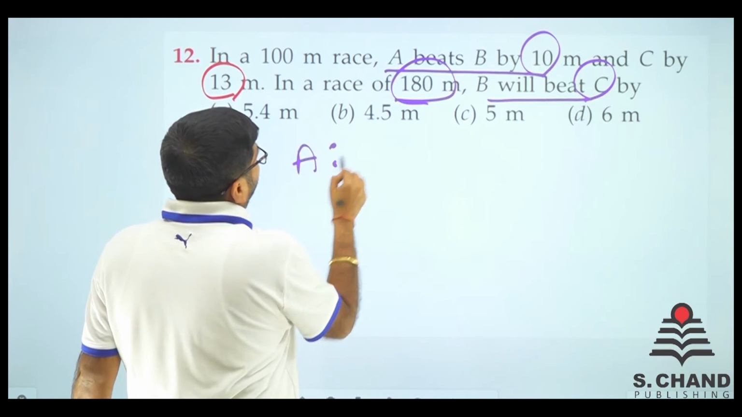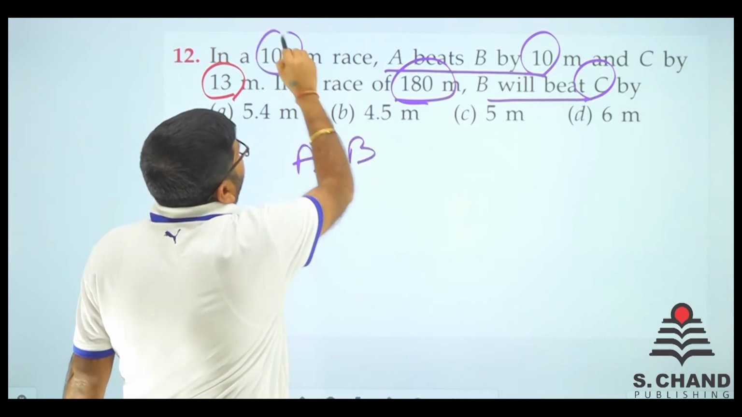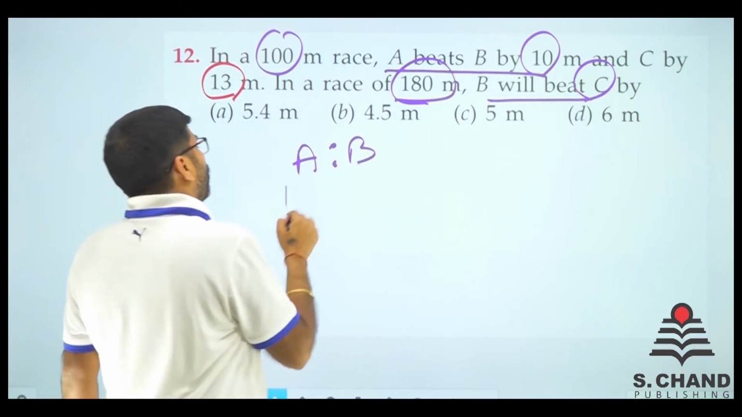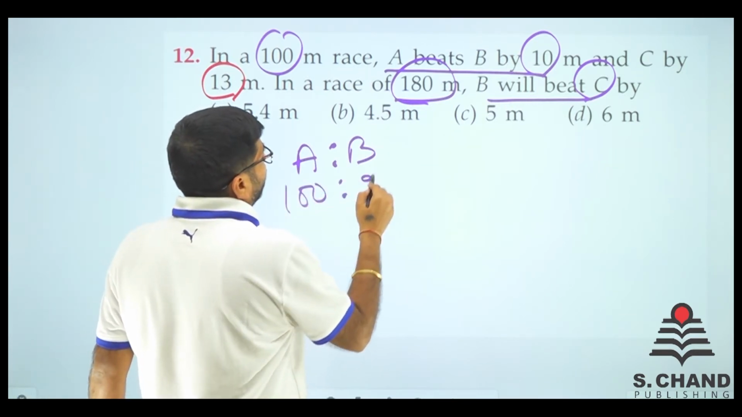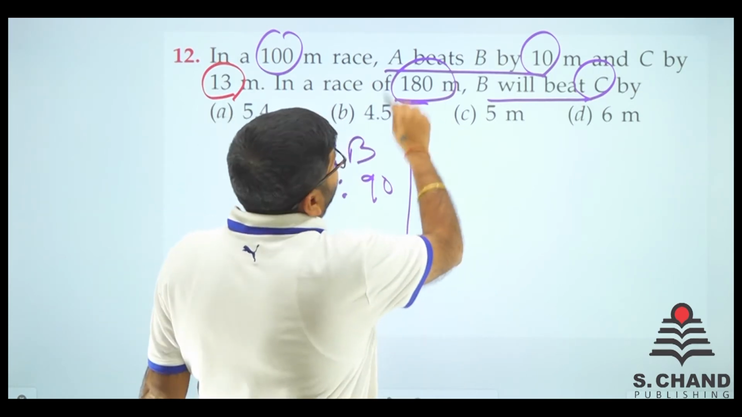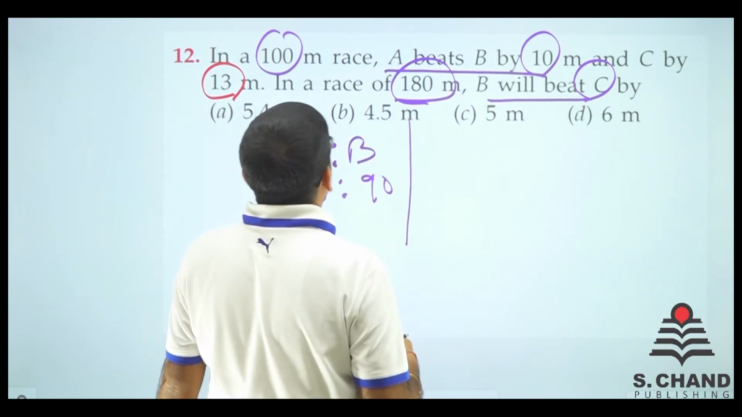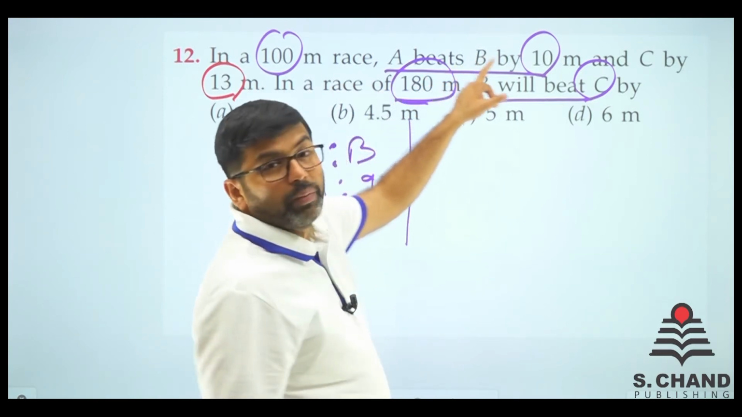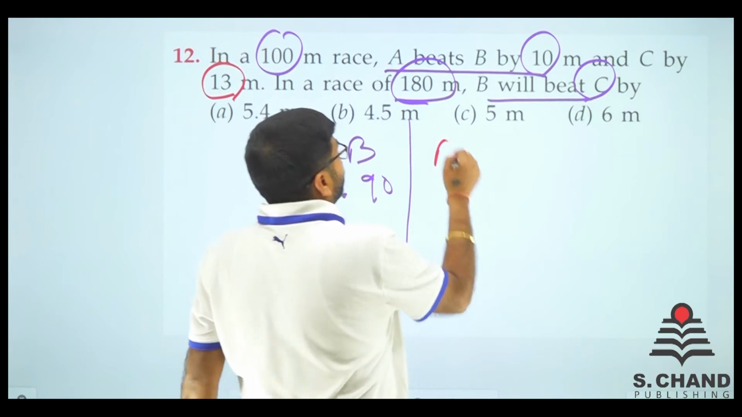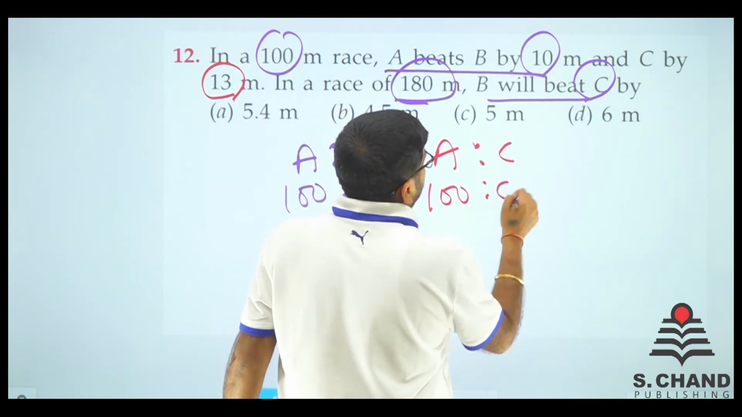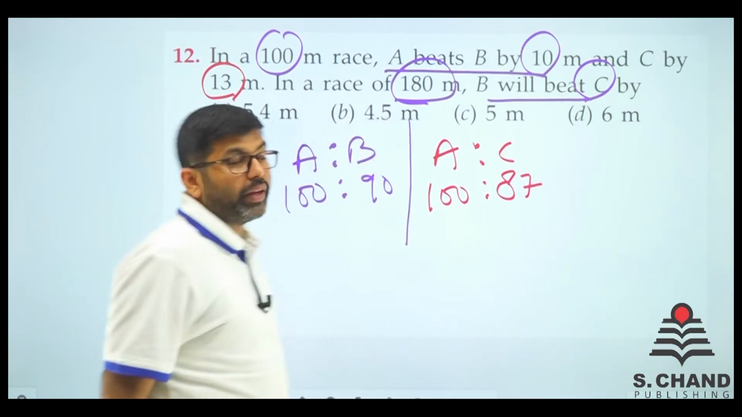A ratio B, that is 100 and B is 100 minus 10, that is 90. So 100 is to 90, that is A is to B. Now A is to C. In a 100, A beats B by 10 and A C by this. So A is to C. A is to C is 100 is to 87. That you know it very well, right?